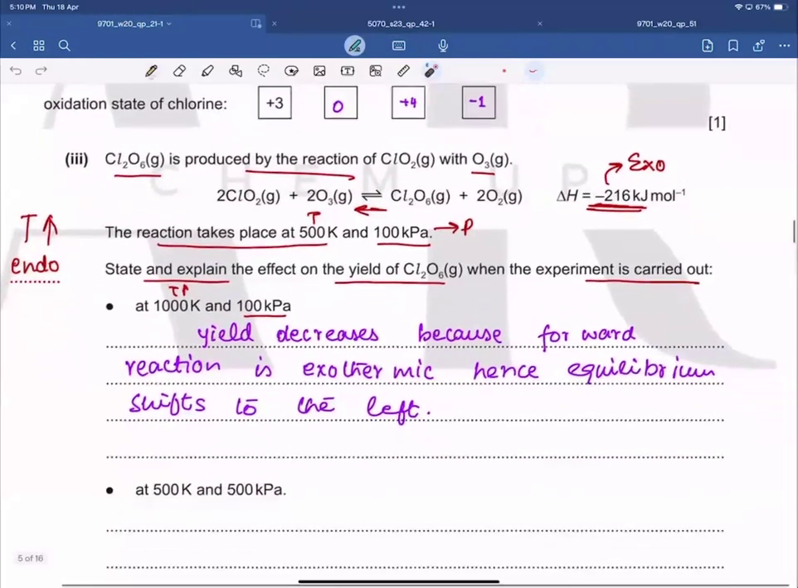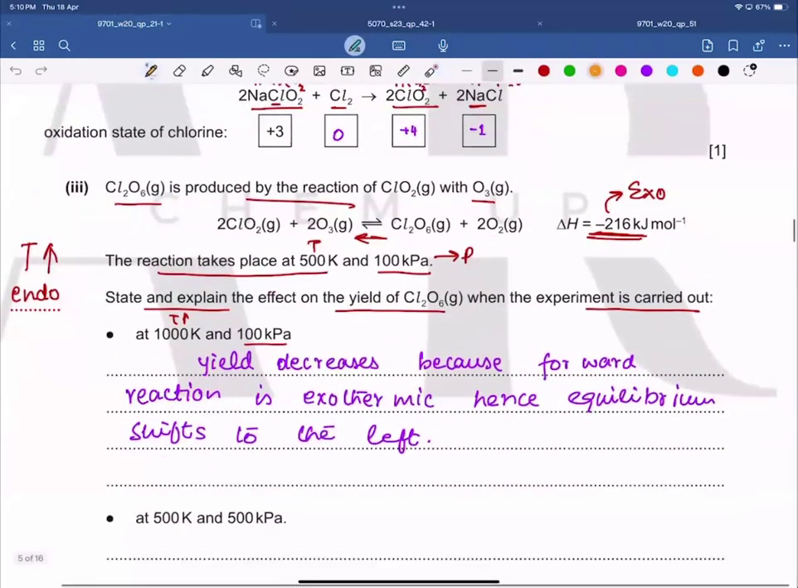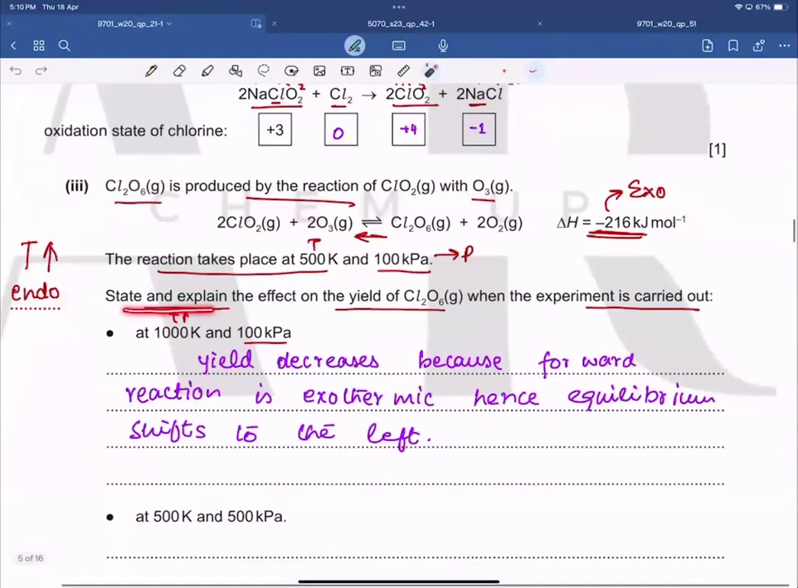So in the next part, what they have been asking is that you have to state and explain the effect on yield of Cl2O6, that is, how much it is produced, whether greater or smaller, when the experiment is carried out. They have provided two conditions. One is 1000 Kelvin temperature and 100 kilopascals pressure. That's what we did in the last class.